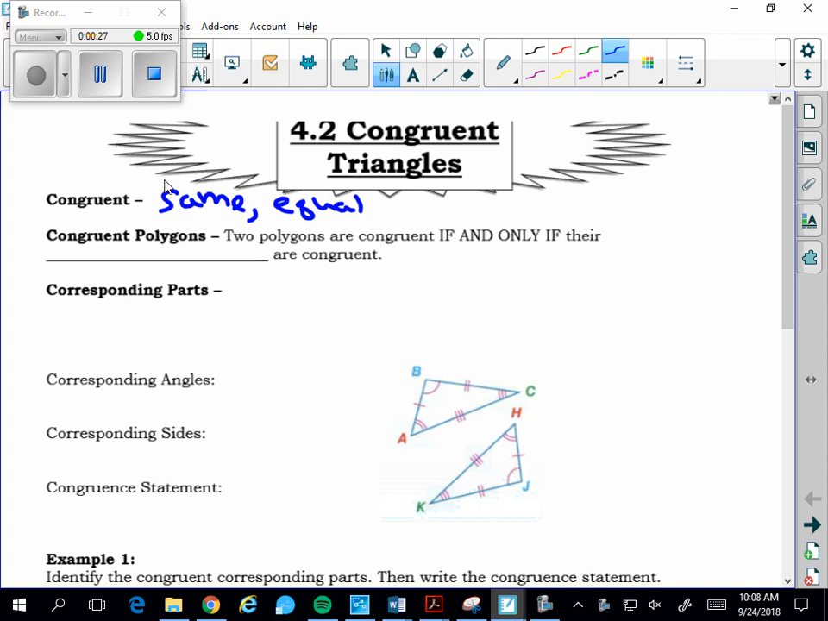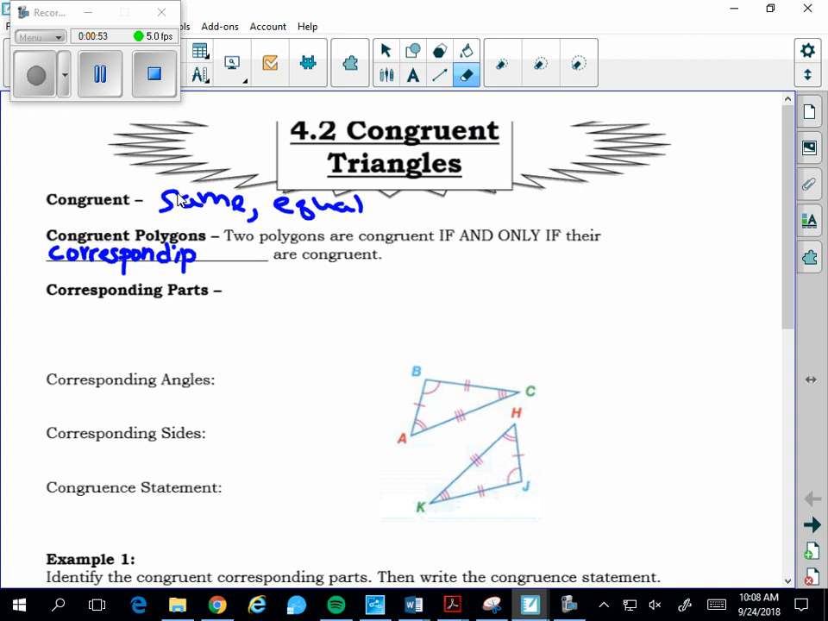And the way that we're going to use it today, instead of using it to talk about line segments and angles, today we're talking about it in terms of entire polygons, specifically triangles. So that next definition: two polygons are congruent if and only if their corresponding parts are congruent.